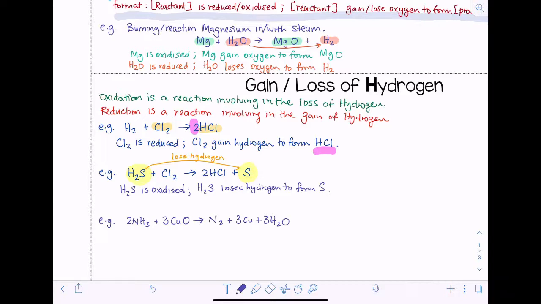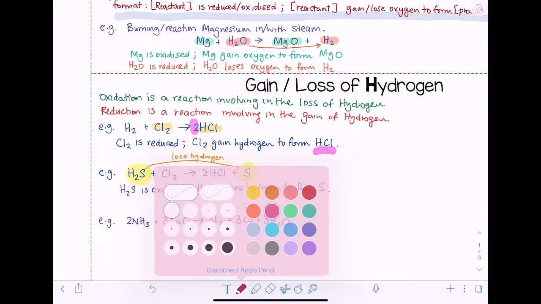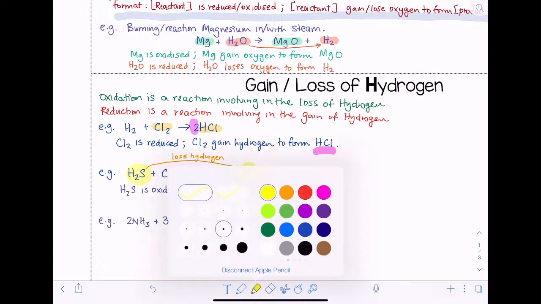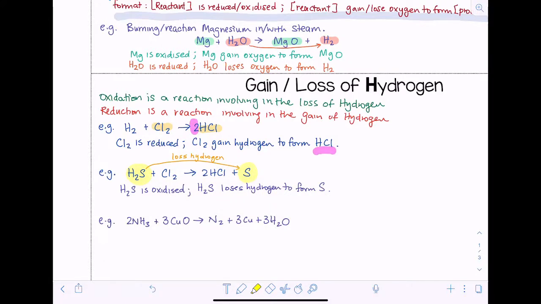Okay, all right, let's move on. I'm going to use a red color to indicate the substance that has actually been oxidized. We're going to do a bit of a scan to see what is going on. So I'm going to use yellow to identify the substance that actually undergoes oxidation.